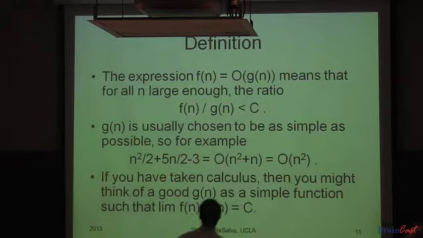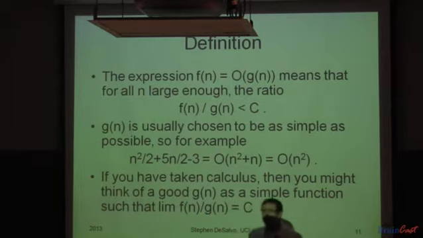So for example, if we looked at this expression here, if you've taken calculus, you don't have to have taken calculus, but if you have, you can think of this like if you take the quotient and you take the limit, it goes to a finite number. And the limit is finite, not infinity. Then you can use the big O. That's another way to think about it.